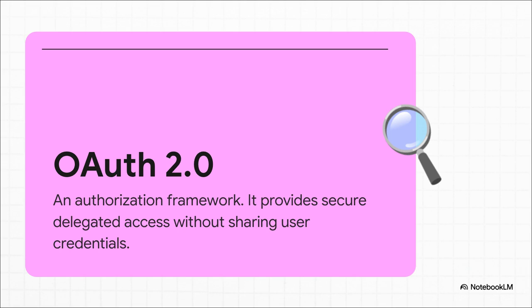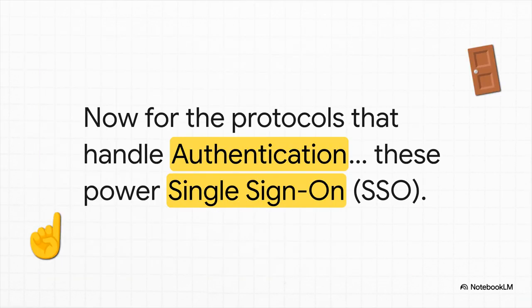Now, if there is one thing you burn into your brain for the exam, it's this. OAuth is for authorization, not authentication. The best analogy is a valet key. When an app asks to see your Google Photos, you use OAuth to give it a limited key that only works on your photos. You never ever give that app your main Google password. That's delegated access in a nutshell. Okay, so we've put OAuth in its authorization box.